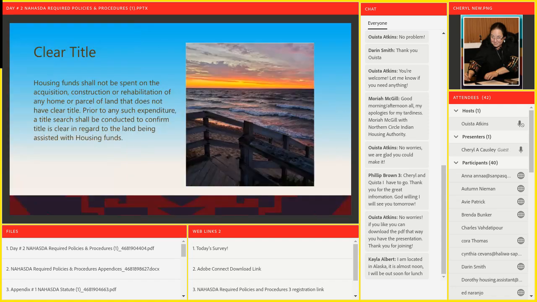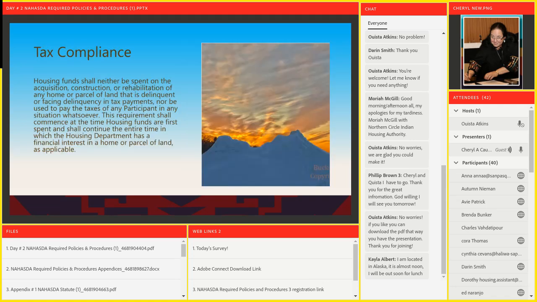Make sure you have clear title on anything that you deal with your NAHASDA funds. Housing funds shall not be spent on the acquisition, construction, or rehab of any parcel of land that does not have clear title. Prior to such expenditure, a title search shall be conducted to confirm title is clear in regard to the land being assisted with your housing funds. Language appears somewhere. Tax compliance.